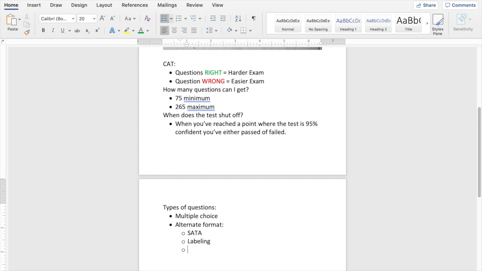Labeling questions, so those are normally like pharm questions. They're also called fill in the blanks. There are hotspot questions where they'll show you a picture of a person's body and you have to pick out where a person will feel pain or where that affliction is.